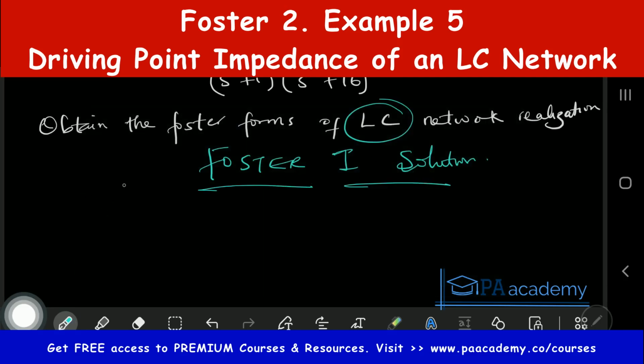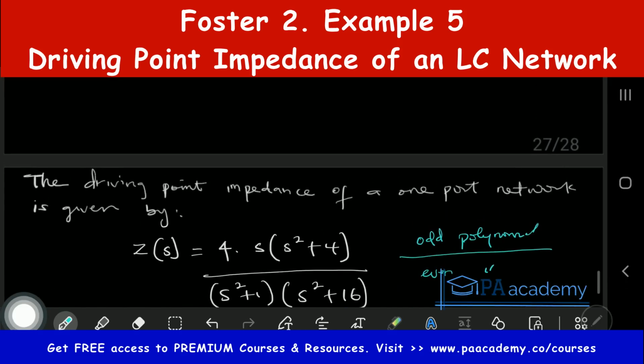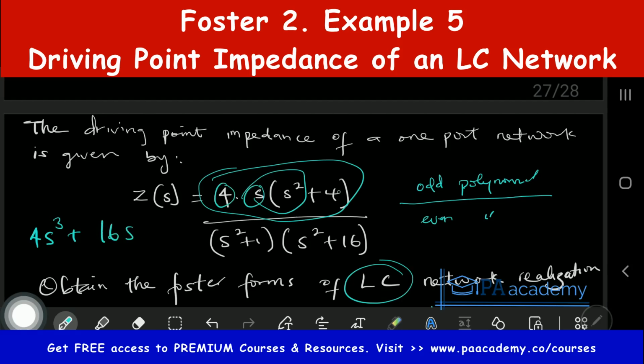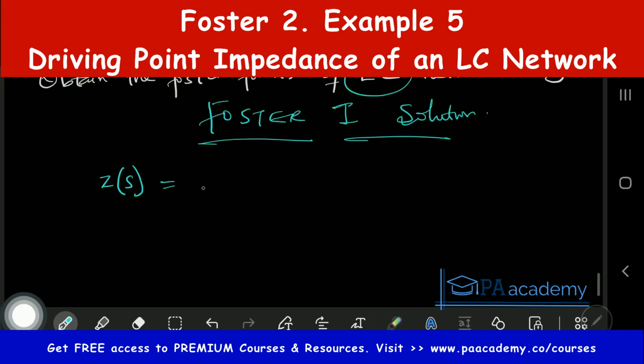All right, so we are given that Z of s is equal to, so what I'll do is I'll just go ahead and use this 4. I'll just open up this bracket. If we do that, we are going to be having 4s cubed, like 4 multiplied by this, and then plus 16s. So this 4 times s, that's 4s, times 4, that's 16. So that's 4s squared plus 16s, over s squared plus 1, s squared plus 16.